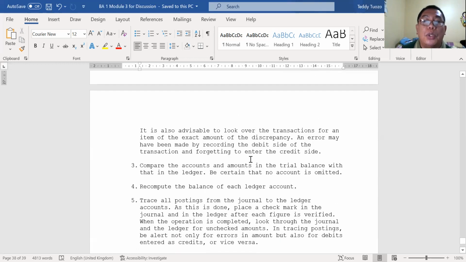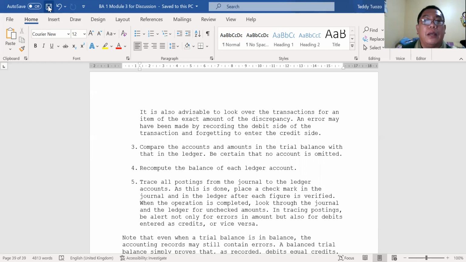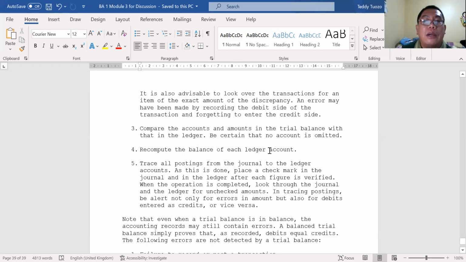It is also advisable to look over the transactions for an item of the exact amount of the discrepancy. An error may have been made by recording the debit side of the transaction and forgetting to enter the credit side. Okay. So, posible, no? Next is compare the accounts and amounts in the trial balance with that in the ledger. Kung dili ka dyan mo ma-locate aton sa is it divisible by 9, mag-foot ka, or divisible by 2, or double effect, no? Then you do compare the accounts and amount in the trial balance.